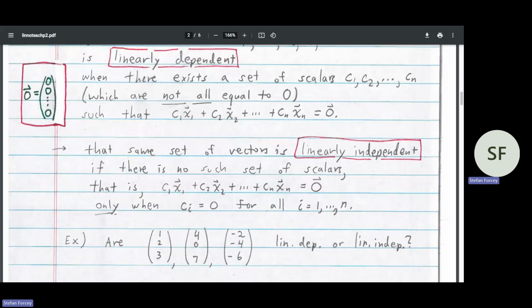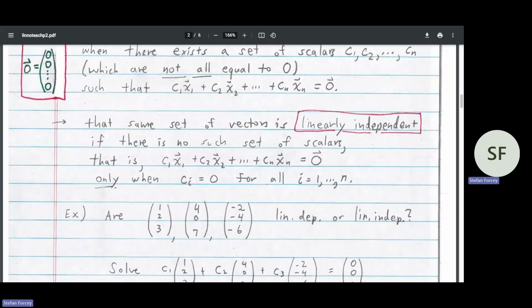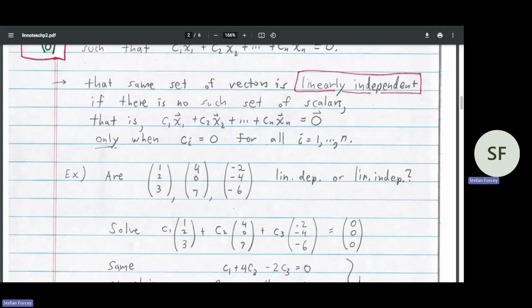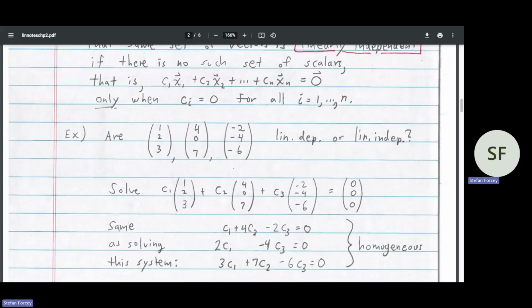1, 2, 3; 4, 0, 7; -2, -4, -6. Well, the answer to that is by solving. Make up the names for the scalars, c1, c2, c3, and set the combination equal to the 0 vector when you've multiplied and added them together. And we know this is the same thing as solving a system of equations. The system of equations would be looking at all the x components, y components, and z components. So that would be c1 plus 4c2 minus 2c3. That has to be 0. And it's a homogeneous system of equations.